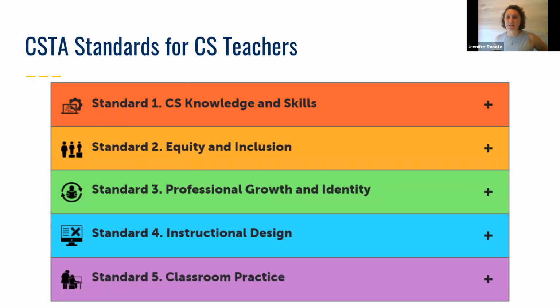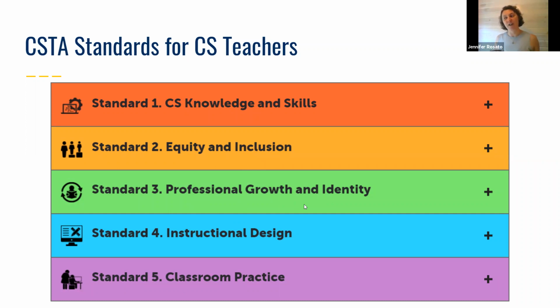So the standards, there are 5 large categories, and then we'll talk a little bit about the equity and inclusion one, and then I'll have you do an activity. The first standard is computer science knowledge and skills, and that's really about the student standards, the concepts and practices. Do you know those, and can you do them and talk about them in the classroom? The second one is equity and inclusion. The third one is professional growth and identity.